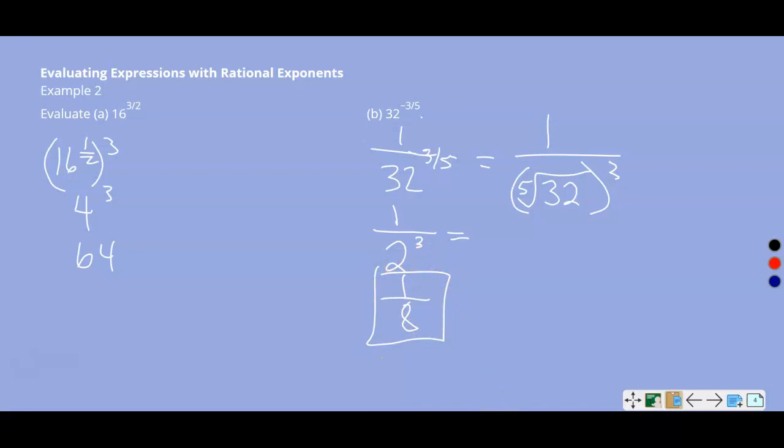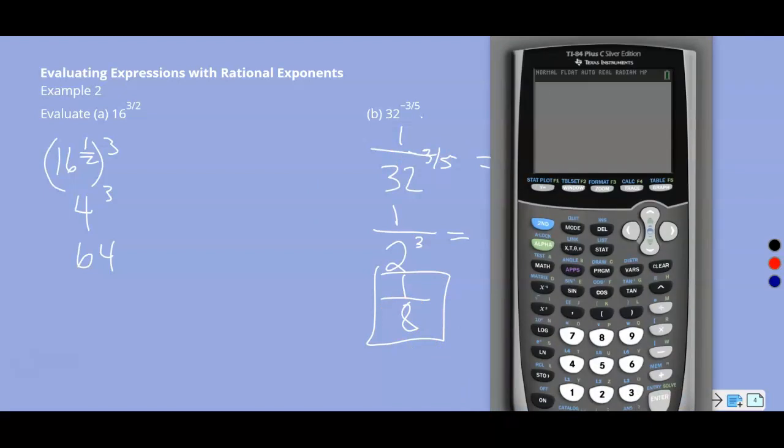If you're allowed to use your calculator, make sure you know how to do this without a calculator in case it's needed. But if you have a calculator and you're allowed to use it, you could type this in as 32, and then the negative 3/5 power. And then if I click enter, it gives me 0.125. All I have to do is go to math, fraction, and it's going to tell me that that is equivalent to 1/8.